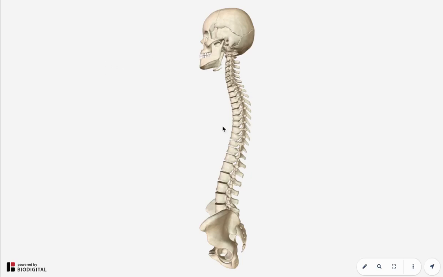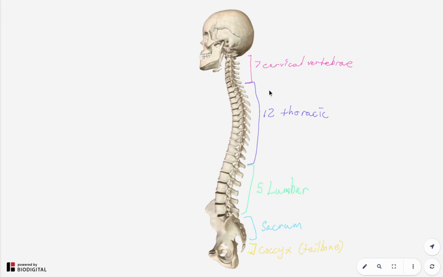The spinal column, or spine, is divided into a few different sections. We have 7 cervical vertebrae. This is like your neck bones. 12 thoracic vertebrae. So these are your upper back, and your 12 thoracic vertebrae each have a pair of ribs associated with them. So you have 12 pairs of ribs that attach to the 12 thoracic vertebrae.